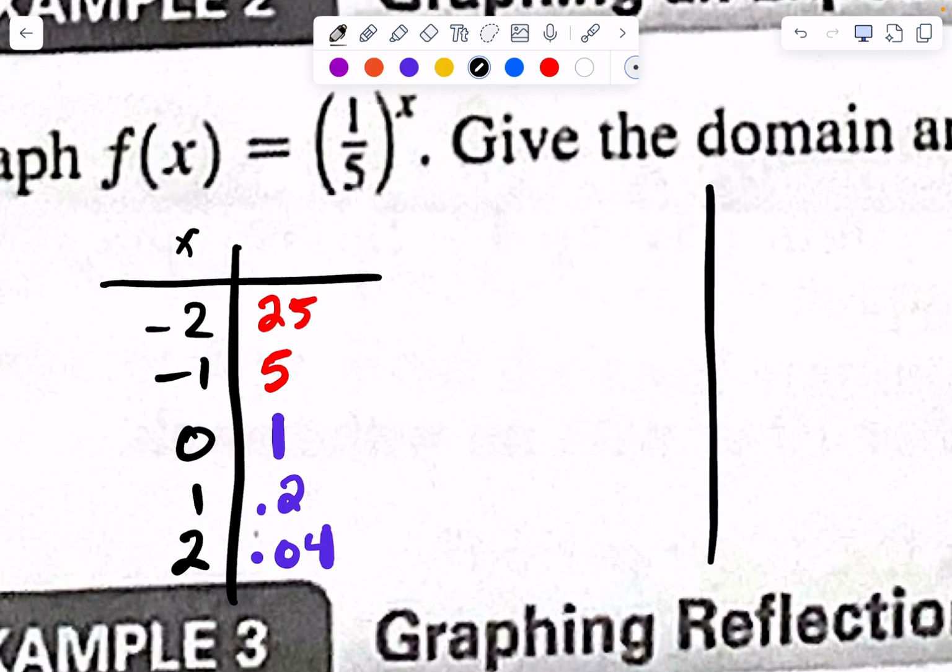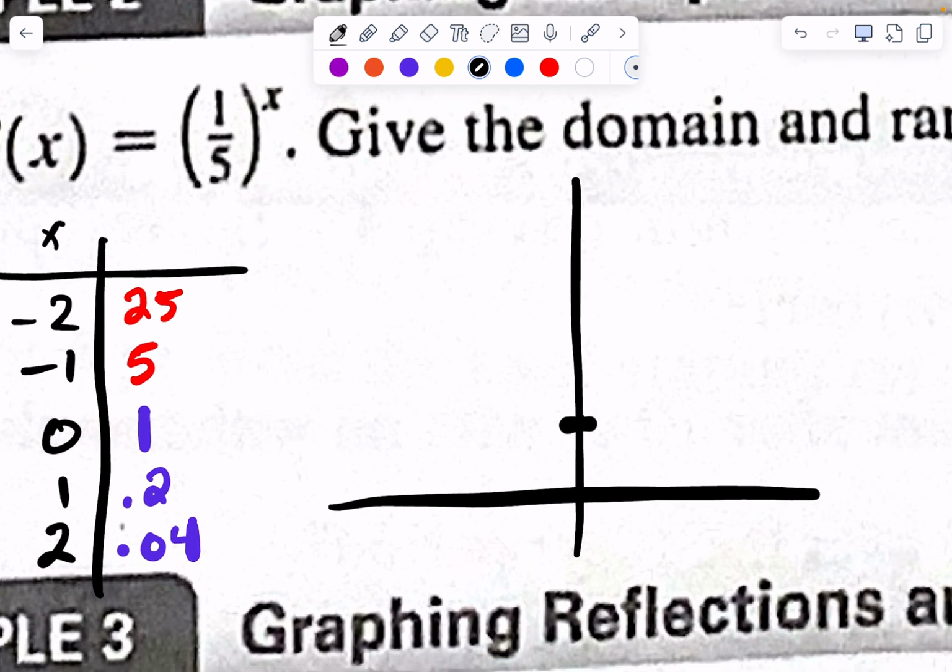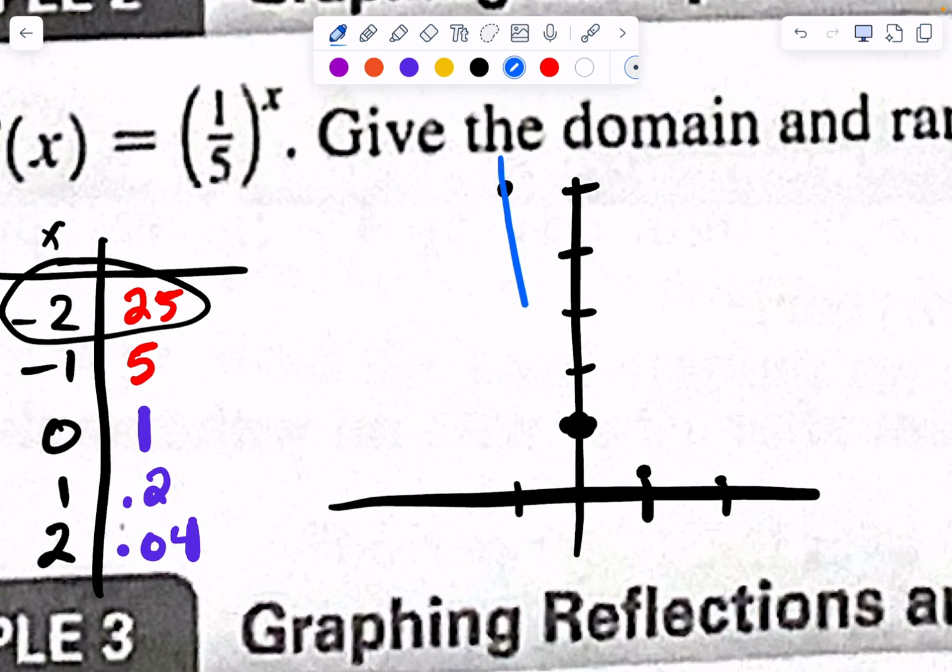So if I do the graph of this guy, I know he's touching at 0, 1, so I'm going to plot that point. -1 is at 5: 1, 2, 3, 4, 5. I'm not even on the chart. Like -2 is not even on the chart. 1 would be at 0.2. 2 would be at 0.04. He's doing one of these, and he's leveling out. Okay.